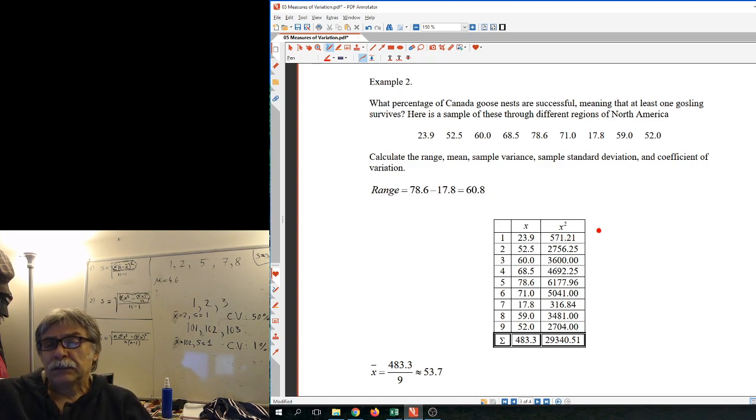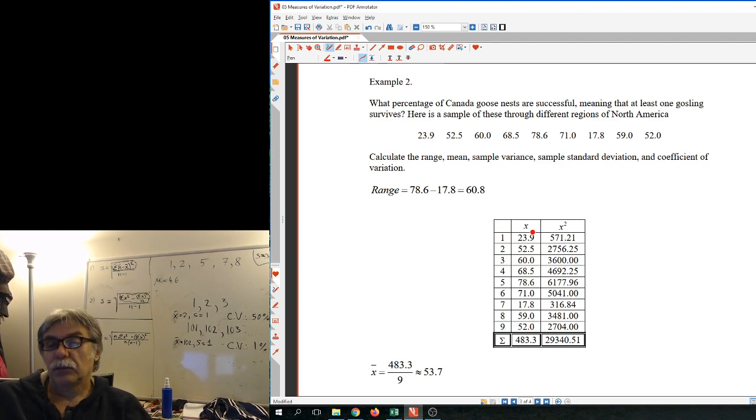Okay, so the range is 60.8, when you subtract 78.6 and 17.8, which is the smallest number, you get 60.8. Okay. Now, in the table for calculation, I said already I will need access. I just itemize all of the guys here. Well, I put 1, 2, 3, 4, 5, 6, 7, 8, 9.